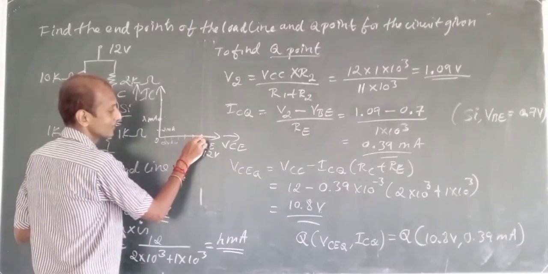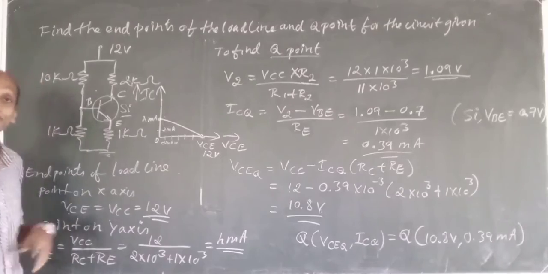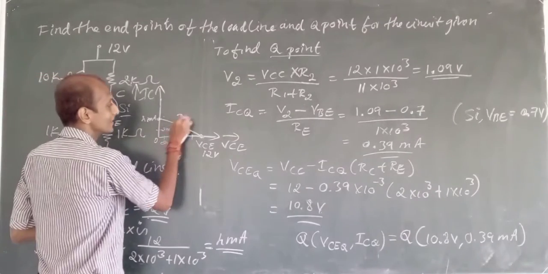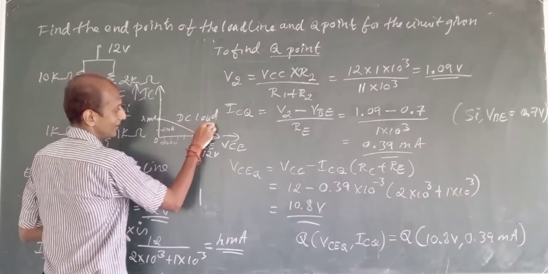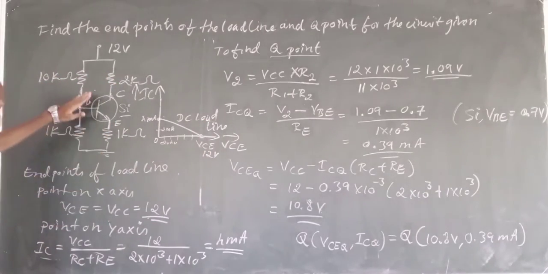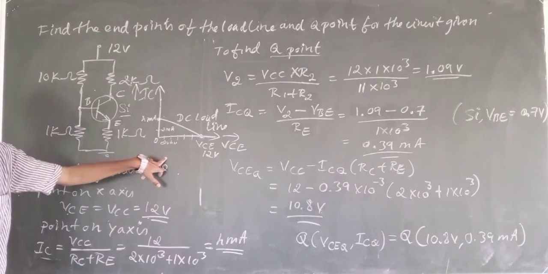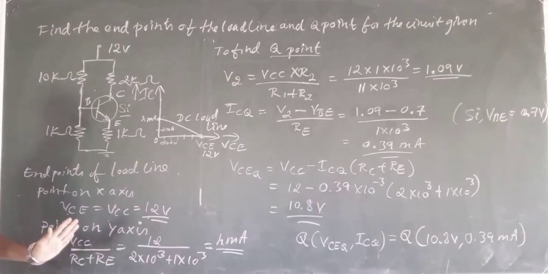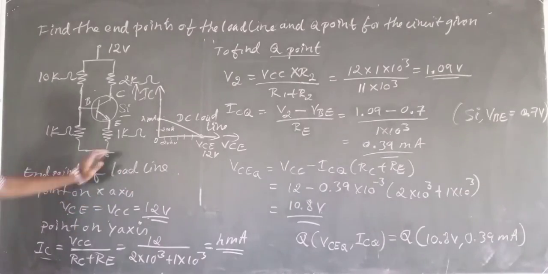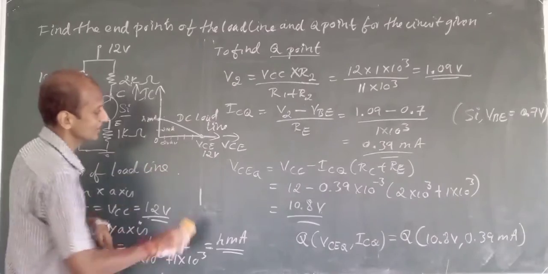So this is the first point on the x-axis, and I will be joining those two points. This is nothing but your DC load line. So this is how to make out the endpoints of the load line and draw the DC load line. Fine, clear, very easy. Okay, yes. So now, I will be drawing these things.